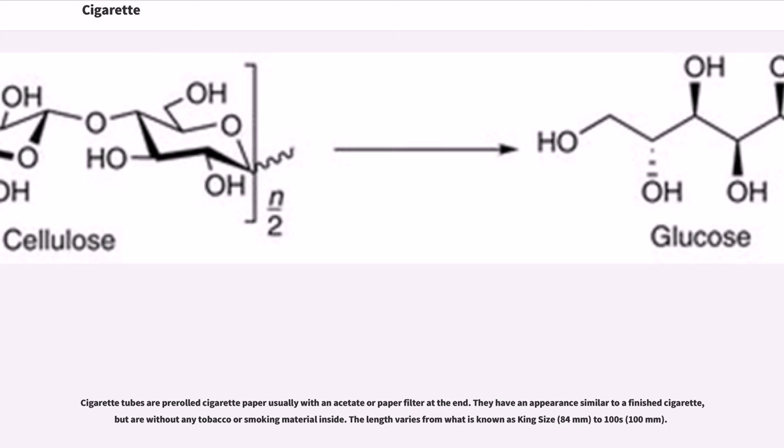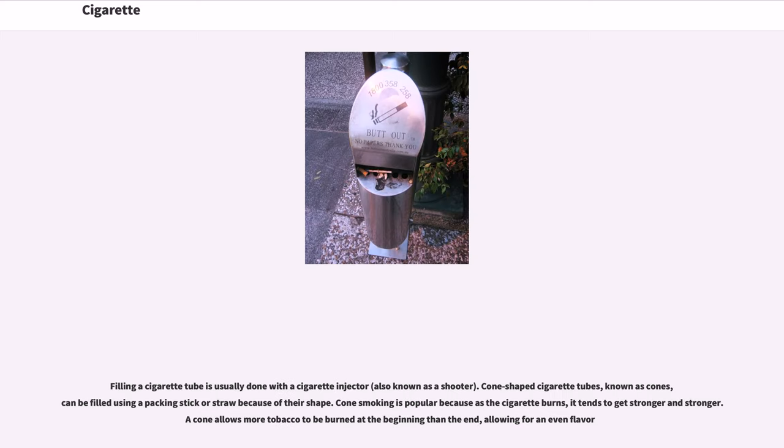Cigarette tubes are pre-rolled cigarette paper, usually with an acetate or paper filter at the end. They have an appearance similar to a finished cigarette, but are without any tobacco or smoking material inside. The length varies from what is known as king size to 1/100. Filling a cigarette tube is usually done with a cigarette injector. Cone-shaped cigarette tubes, known as cones, can be filled using a packing stick or straw because of their shape.